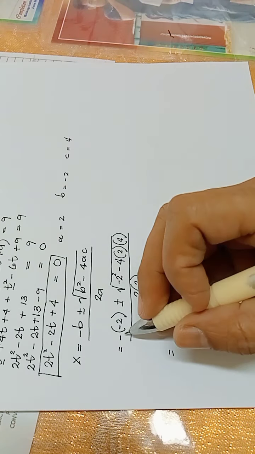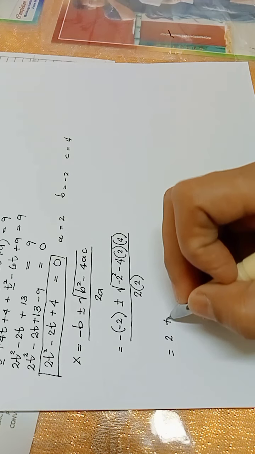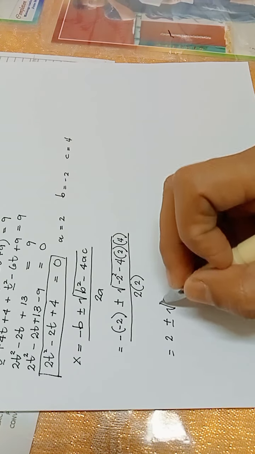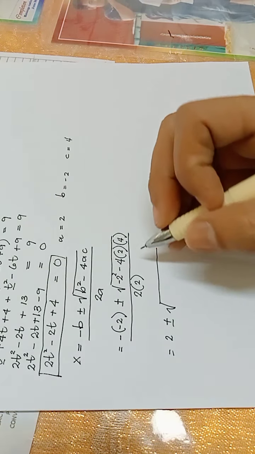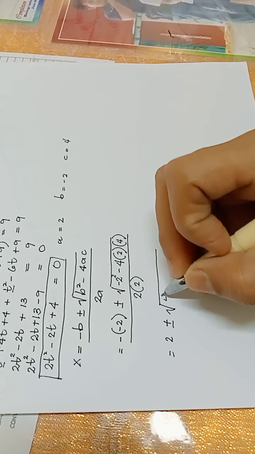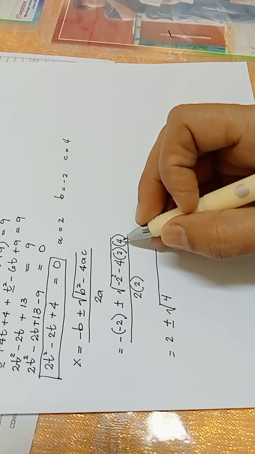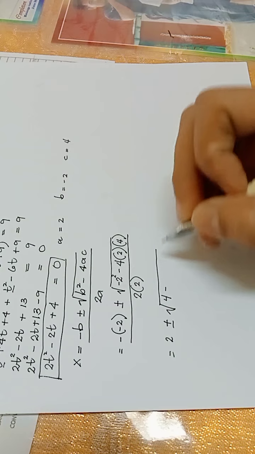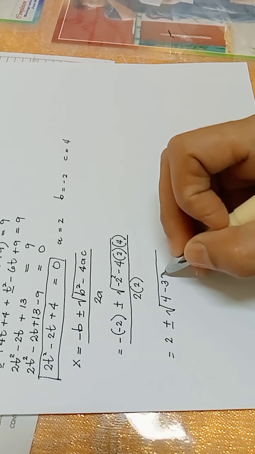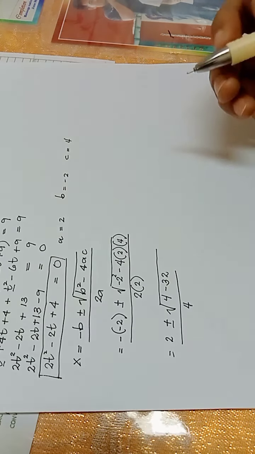Next, negative times negative 2 is positive 2. Bring down plus and minus, simplify natin yung nasa loob ng radical symbol. Negative 2 times negative 2 is 4. Negative 4 times 2 is negative 8 times 4 is negative 32 over 2 times 2 is 4.